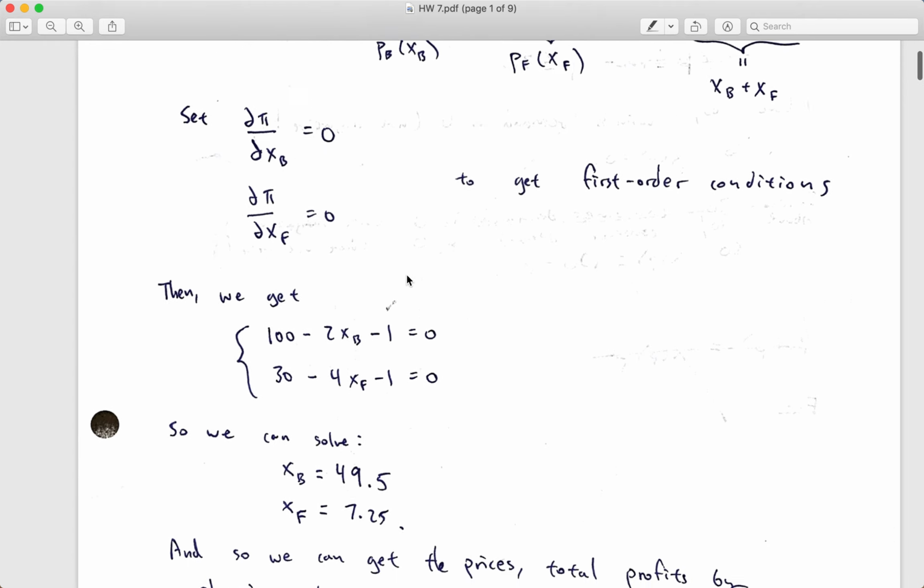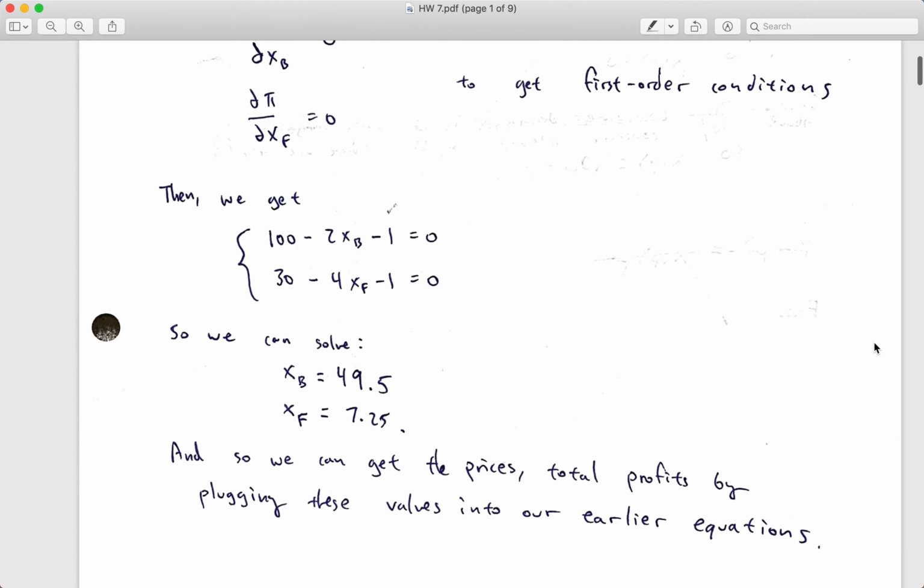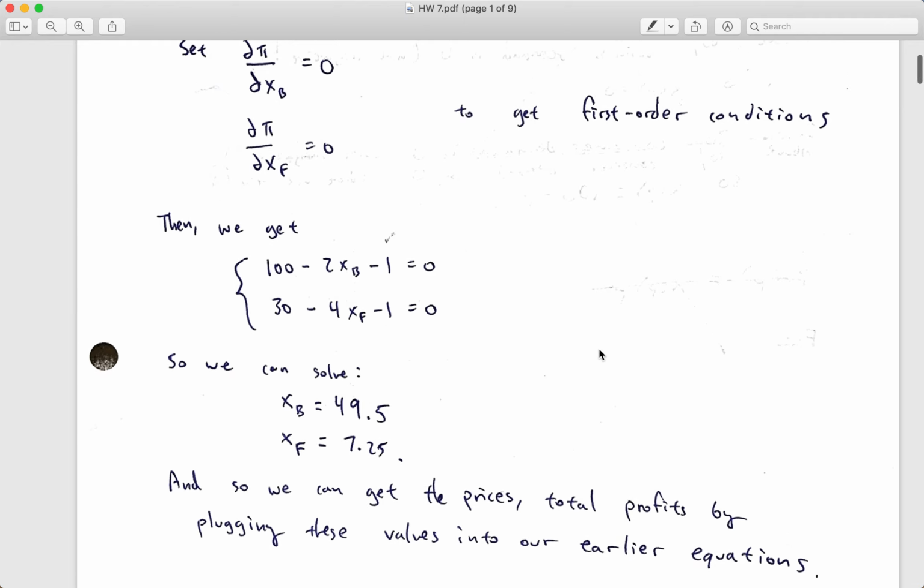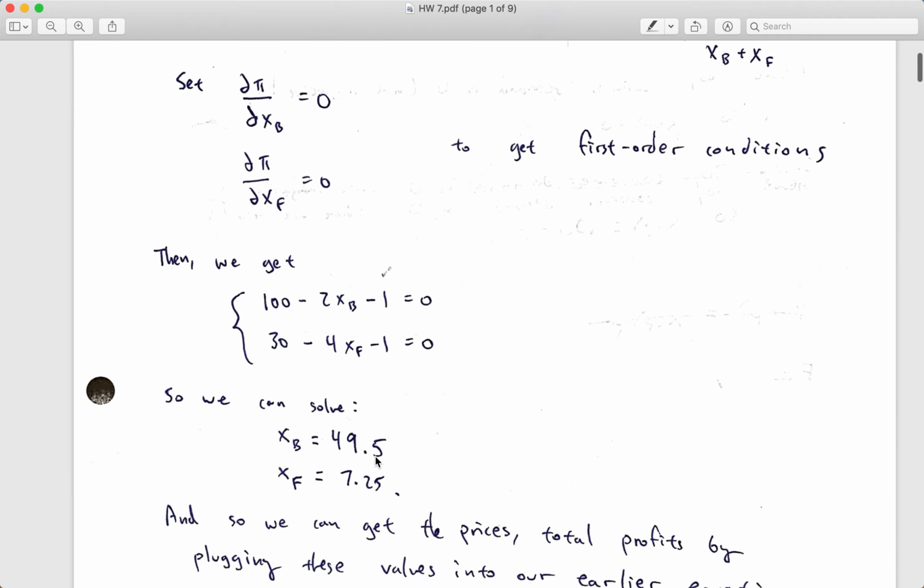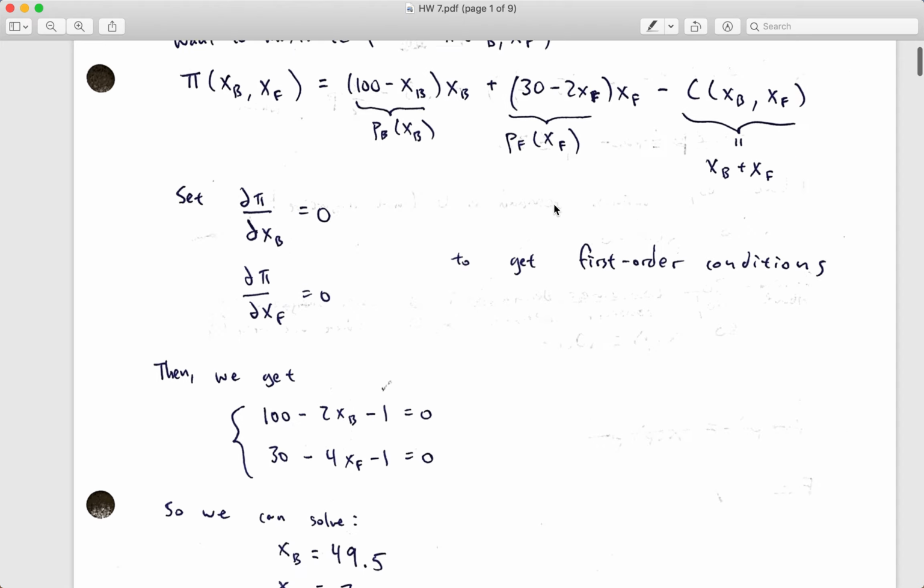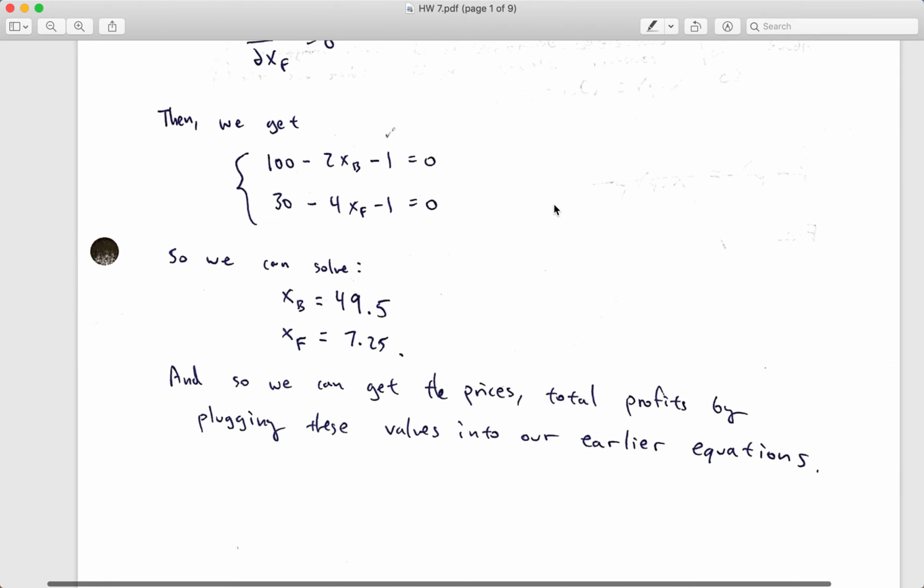And so you'll get these answers, and I omitted the calculations for the rest of it, but it's pretty straightforward, right? Because you can just take these quantities here and plug them into these price equations up here to get the prices, and into the profit equation for the profits. So that's 1A.